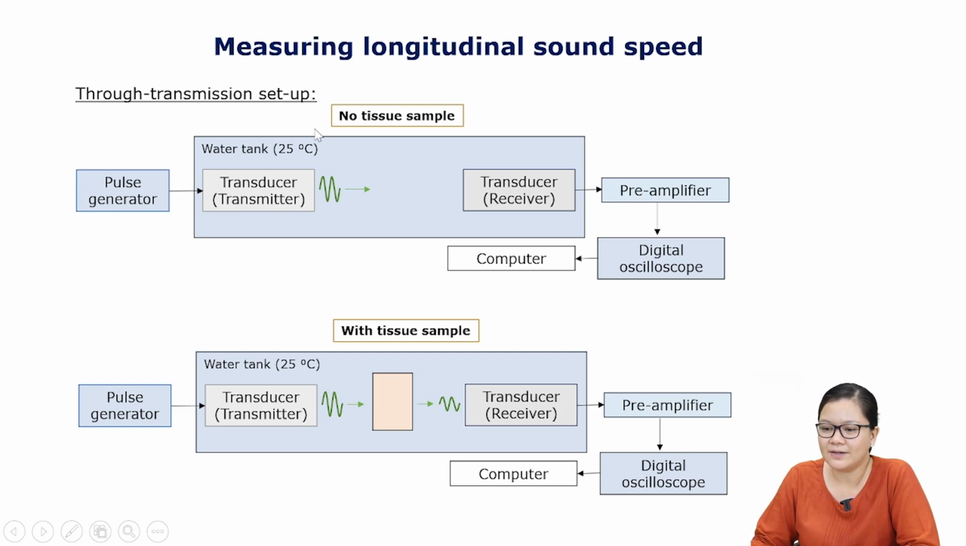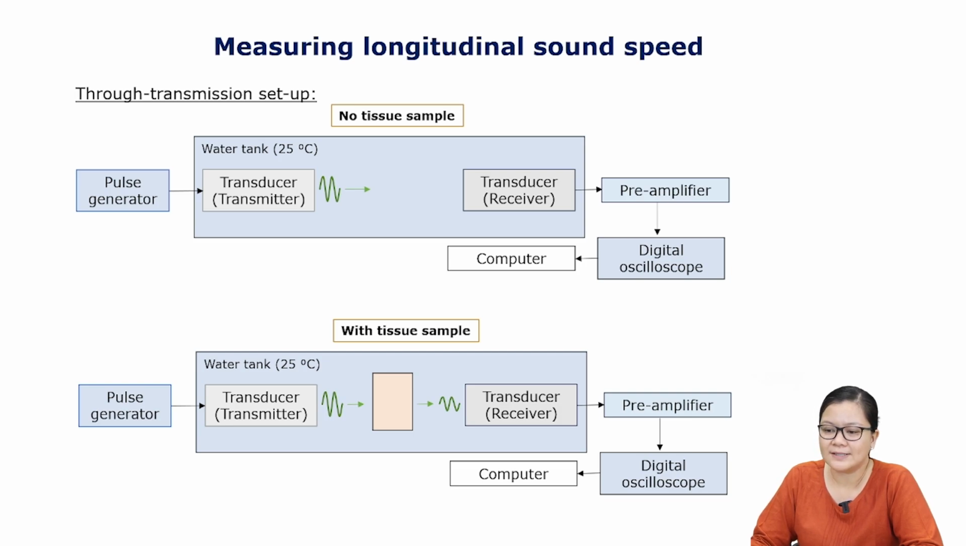Typically, ultrasound imaging experiments are done in a water tank environment, which mimics the soft tissues of the body, which are mainly water. The water tank can be set to different temperatures. Depending on the temperature of the medium, the sound speed can also change.